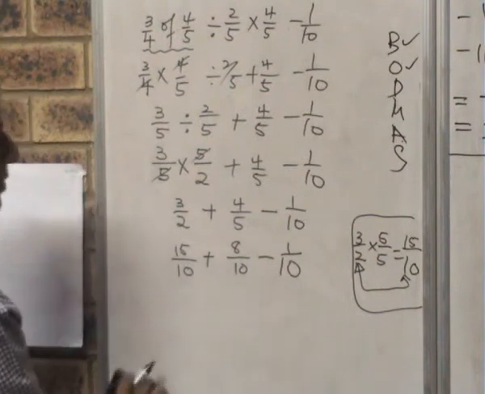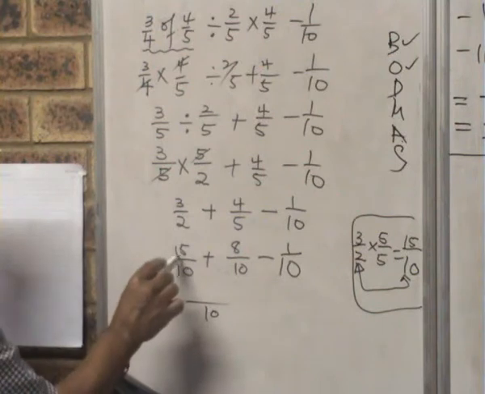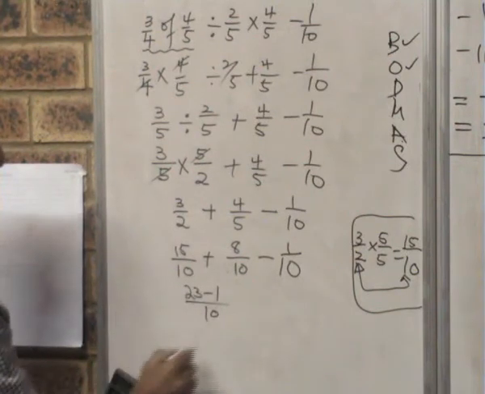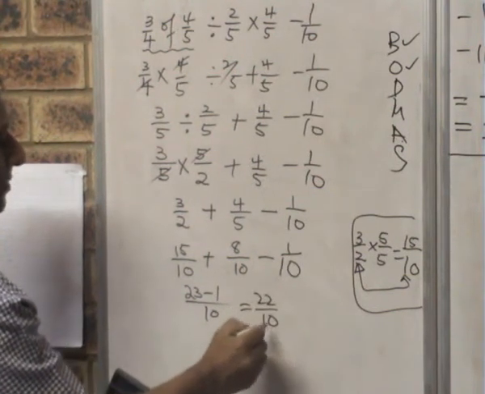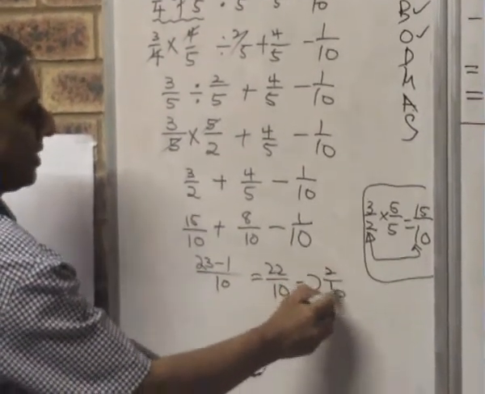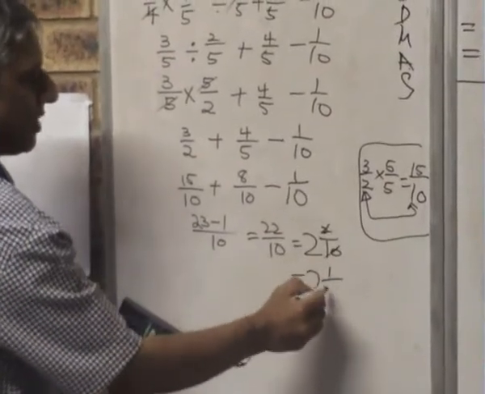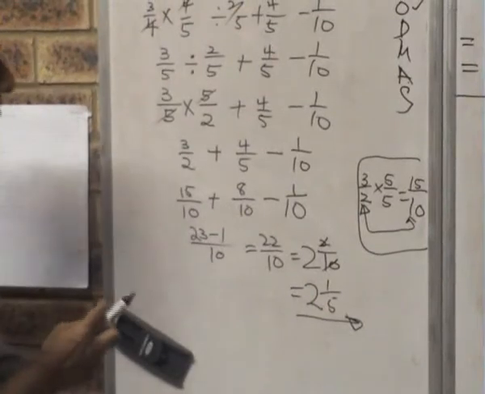Alright, we don't even have to do it that way. The denominator is 10, so you just write it down once. Going left to right, 15 plus 8 is 23, minus 1 gives you 22 over 10. 10 divides into 22 2 times. You're left with 2 over 10. And 2 can divide into 2 1 time. 2 can divide into 10 5 times. The final answer is 2 and 1/5.